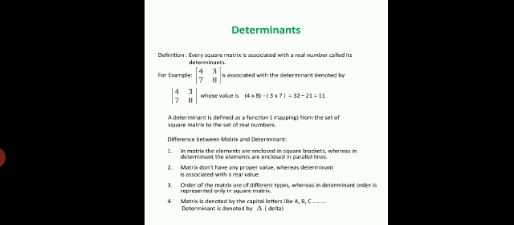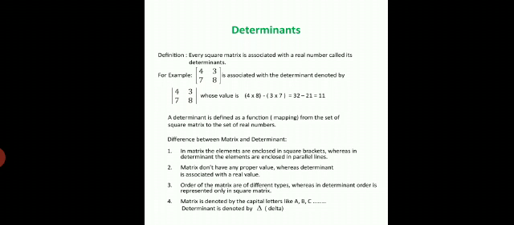So the definition comes after this example: a determinant is defined as a function or a mapping from the set of square matrices to the set of real numbers. Understood? Next, what are the differences between matrix and determinant? First one, in a matrix the elements are enclosed in square brackets, whereas in determinants the elements are enclosed in parallel lines, as we saw in the example.